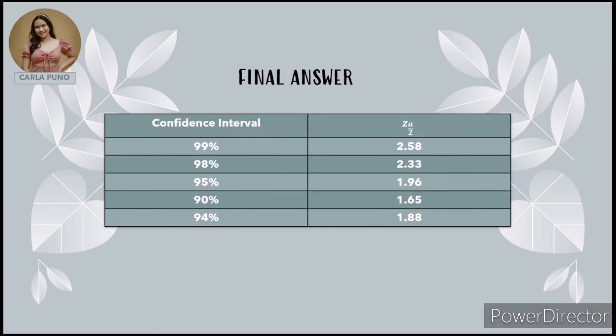These are our final answers. We have the confidence interval and our z sub alpha divided by 2. For 99%, we have 2.58. For 98%, we have 2.33. For 95%, we have 1.96. For 90%, we have 1.65. And for 94%, we have 1.88 z sub alpha divided by 2.